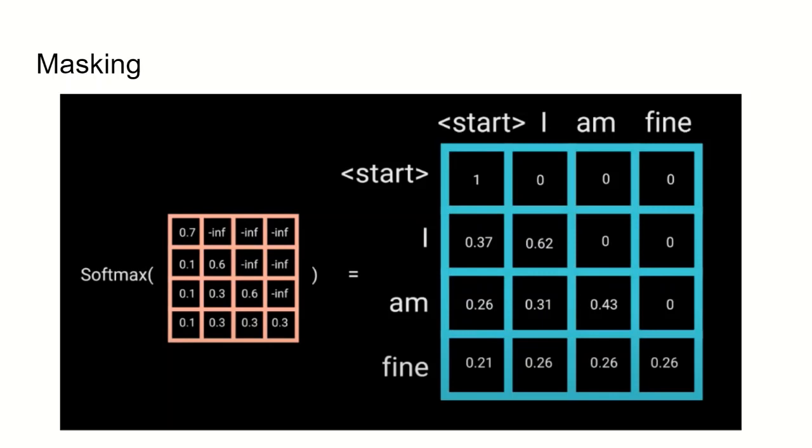Now, this is not only cheating, but the big issue is that we won't have this option to cheat when we're testing, because we won't have the correct output sequence. So we'd end up learning something that is completely useless. So this is where the masking comes in.